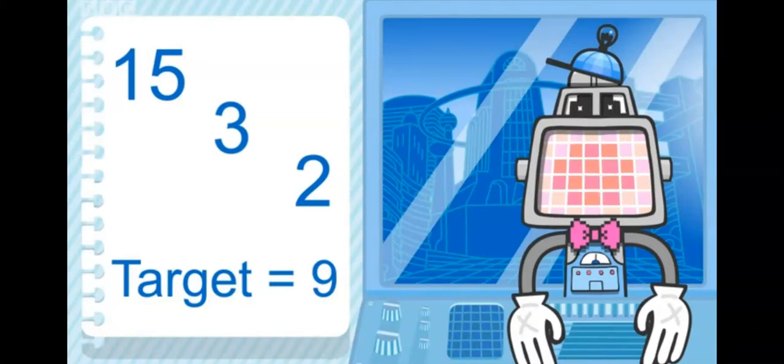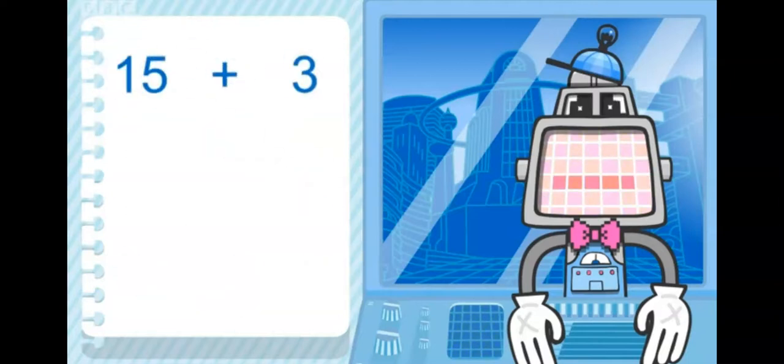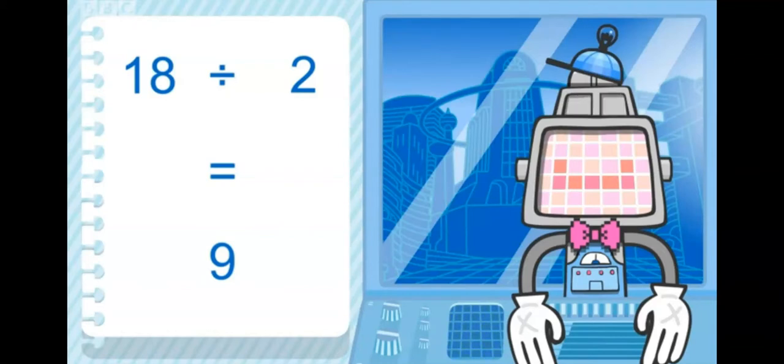Thank you, Matrix. So, using only the numbers 15, 3, and 2, how do you make the target number 9, Matrix? No problem. 15 plus 3 equals 18. 18 divided by 2 equals 9. Correct. Now the rules are that you get 30 seconds thinking time. You are allowed to write down the 3 numbers and the target number. So, pick up your pencils, ready to write down your 3 numbers.